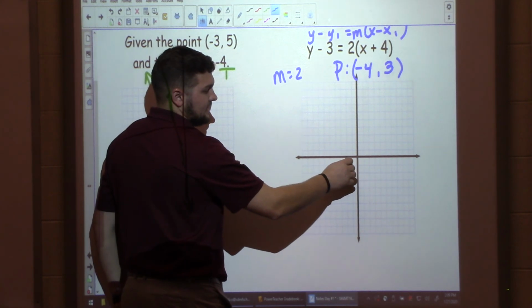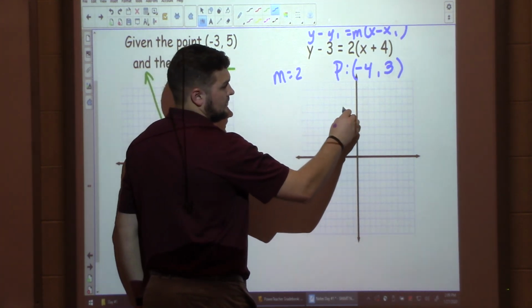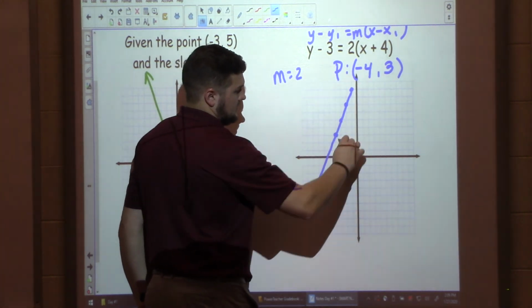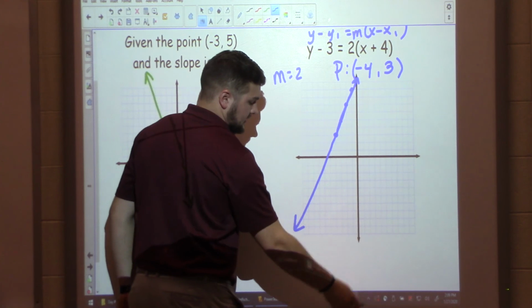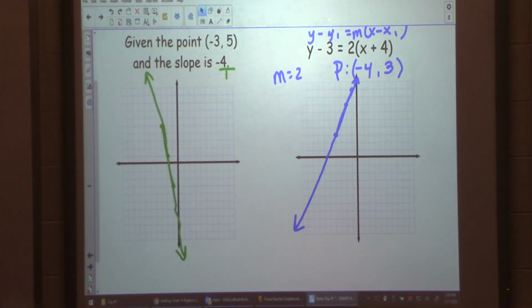So plot that, -4, 3, up 2 over 1, up 2 over 1. Draw in your line. That's it. That's all we got for today. Pretty easy. Any questions overall?